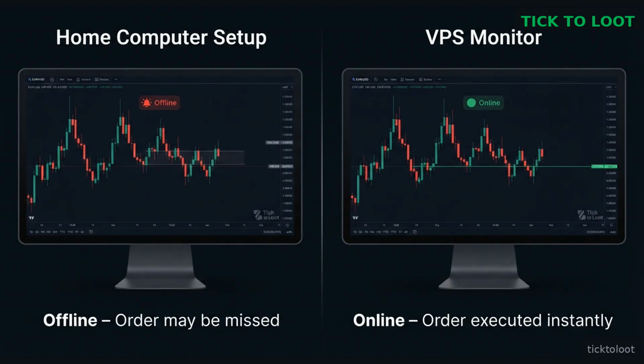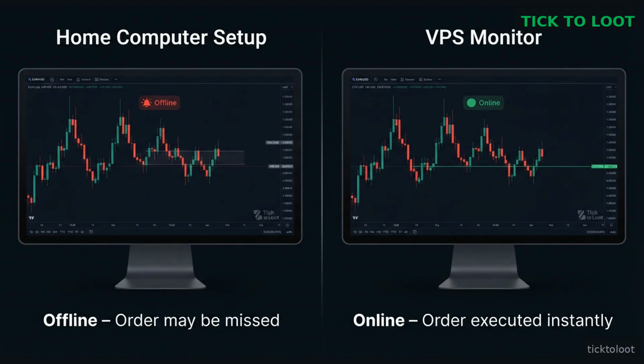However, if your personal computer loses internet connectivity, freezes, or simply shuts down for any reason, the broker may never receive the stop-loss command. It's like having a fire alarm that stops working just as the smoke appears, dangerous and costly. This is where a VPS shines.